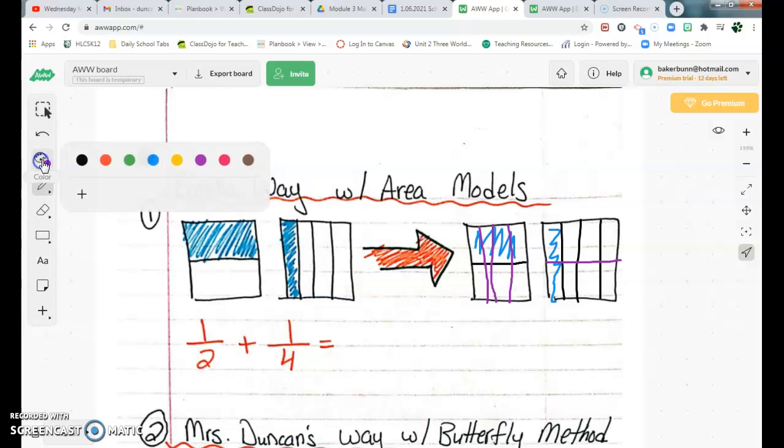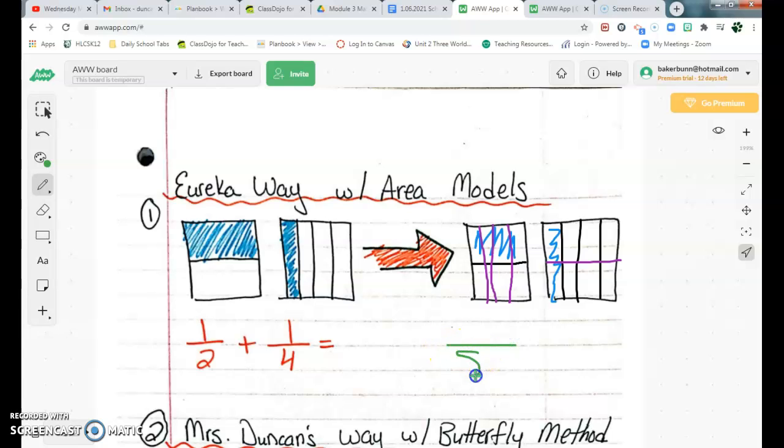Now I'm going to count up how many boxes are in the whole. So I have 1, 2, 3, 4, 5, 6, 7, 8. 1, 2, 3, 4, 5, 6, 7, 8. I have a total of 8 boxes in each whole, so my portion is going to be out of 8. Now I'm going to count how many boxes I have shaded altogether. 1, 2, 3, 4, 5, 6. I have 6 out of 8 boxes shaded altogether.